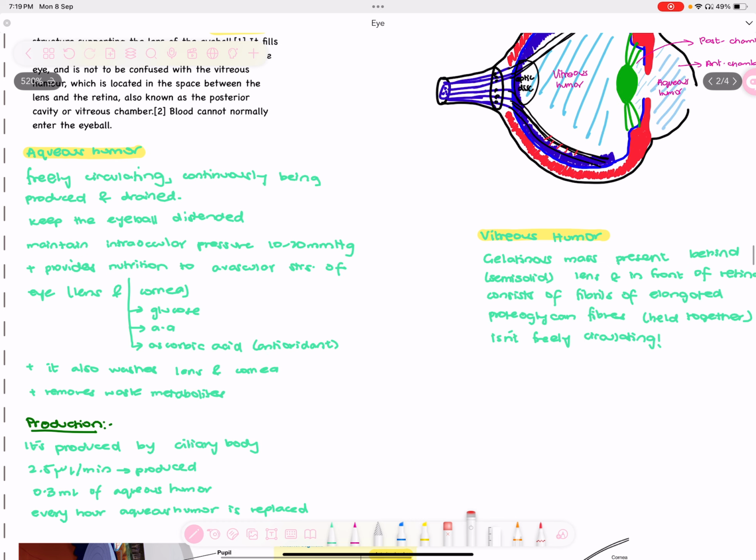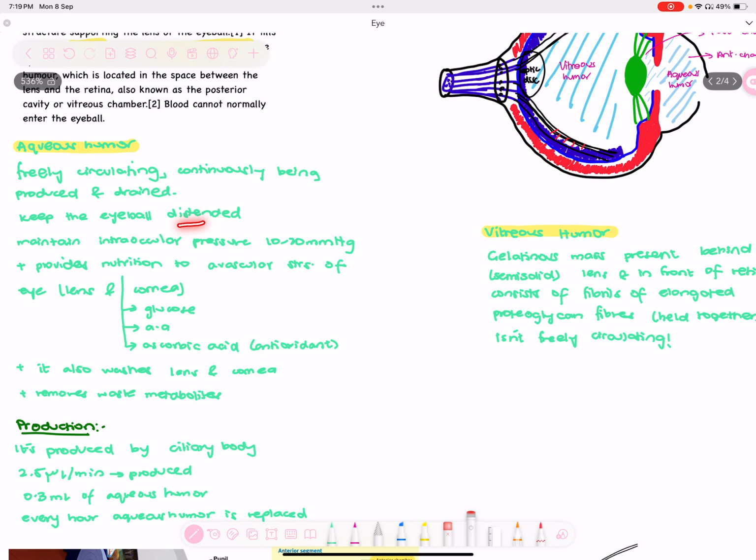So first thing first, it keeps the eyeball distended. Second, intraocular pressure. Third, nutrition. And what comes in nutrition? Aqueous humor has glucose, amino acids, and very important, it also has ascorbic acid, which is your vitamin C. So this is really important. You should know vitamin C. It's an antioxidant. So aqueous humor has glucose, amino acids, and also vitamin C, ascorbic acid.